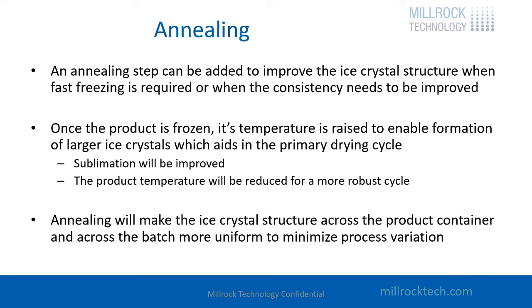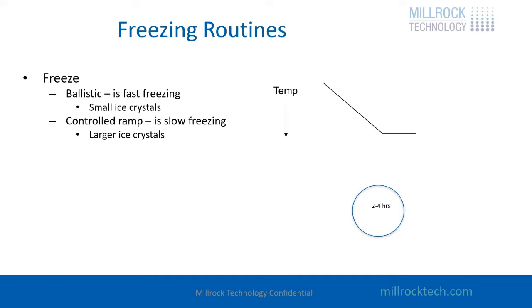So once the product's frozen, the temperature is raised, larger ice crystals are created, and then it's going to enable an improved sublimation rate. And it's also going to protect the product better because the product temperature is going to be reduced during the primary drying cycle. So the annealing will make the ice crystal structure across the product container more consistent and across the batch more consistent. So let's take a look at freezing routines.